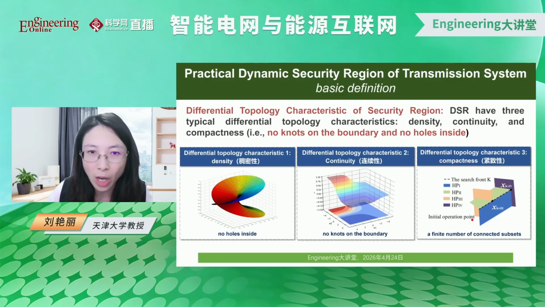And then compactness. These three key differential topology characteristics have already been proven from the mathematical view in the past published paper, also in Engineering. So if you are interested in how we can conclude that, you can focus on the details in that paper.